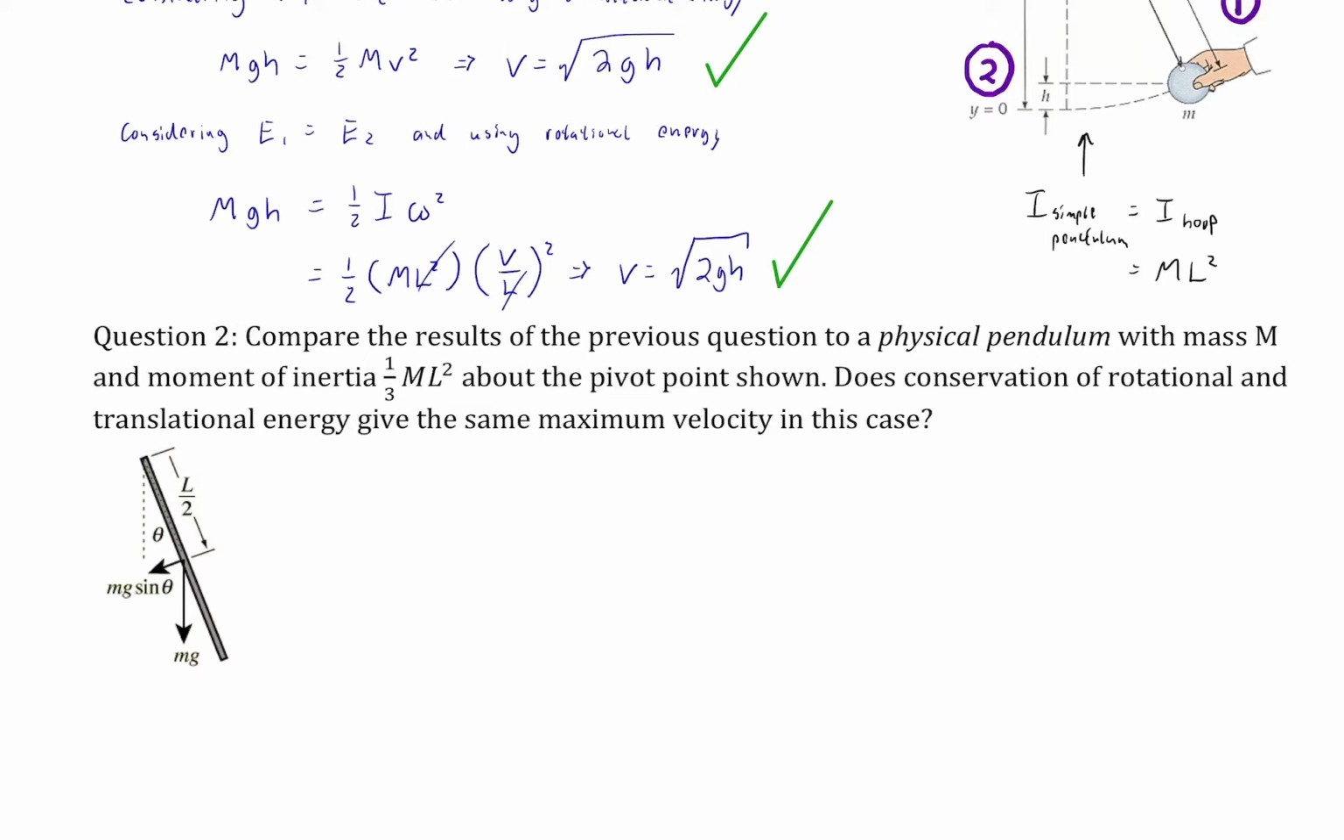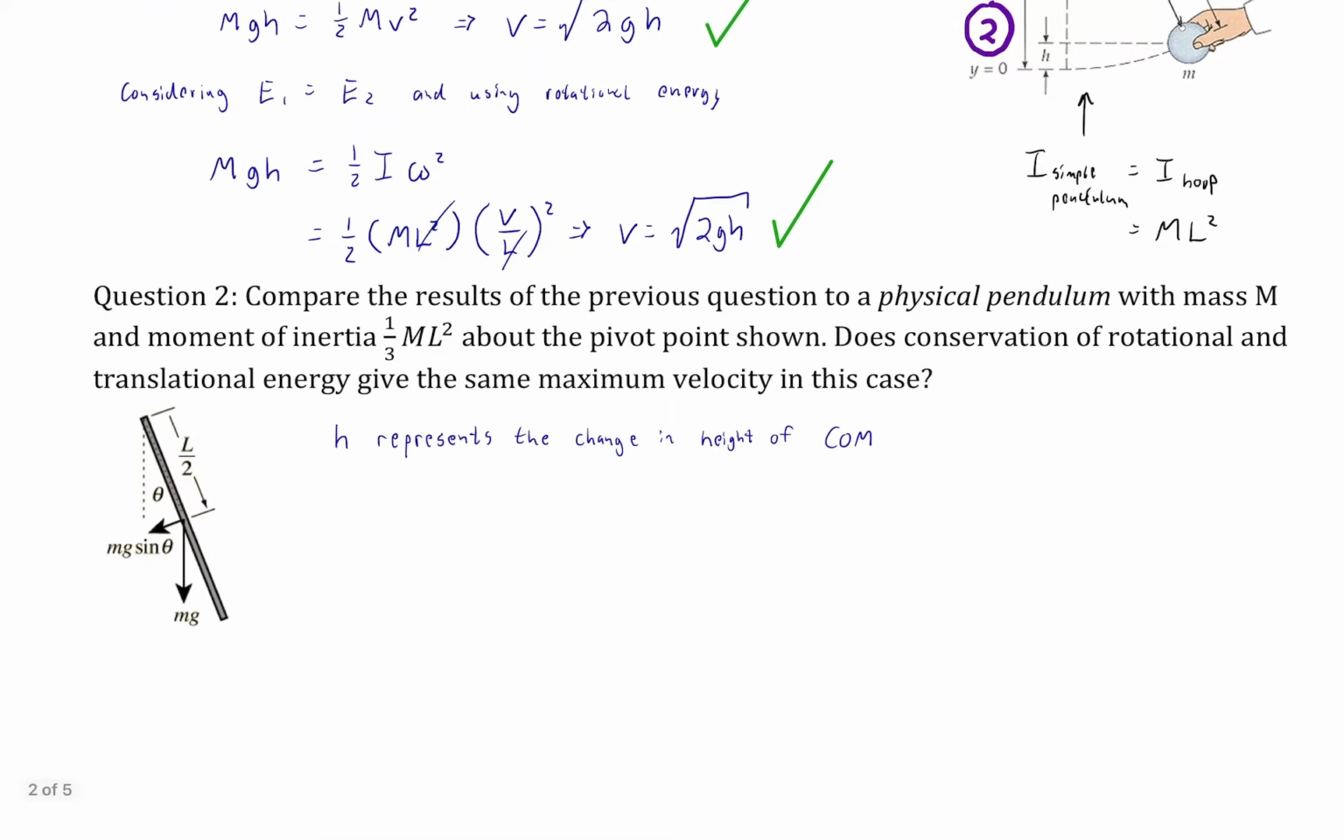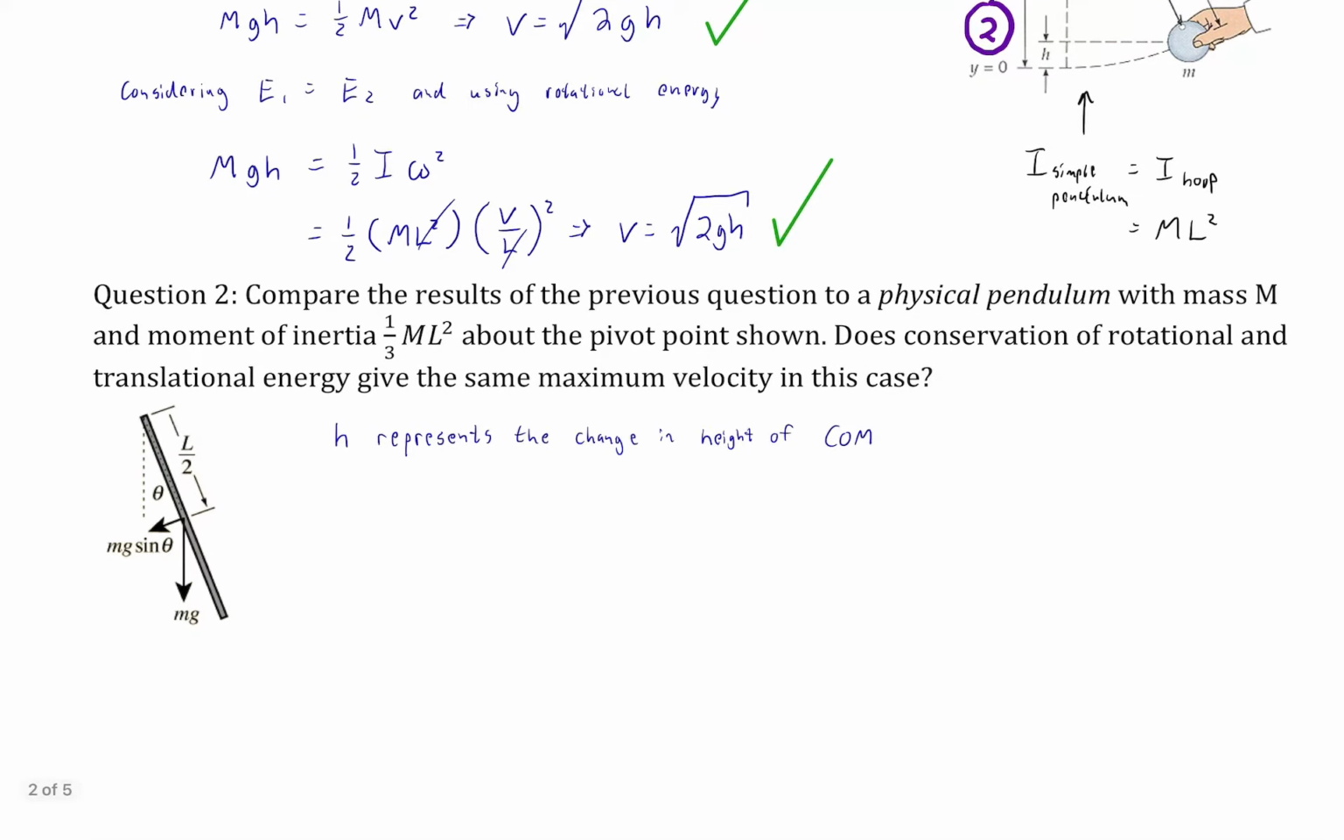Okay, so it has the pivot point shown. And now the question: does the conservation of rotation and translational energy give the same maximum velocity in this case? No, it will not. I'm going to give it away, but let's show that. Okay, so h represents the change in height of the center of mass. Here you have to be more specific about saying that it's the center of mass.